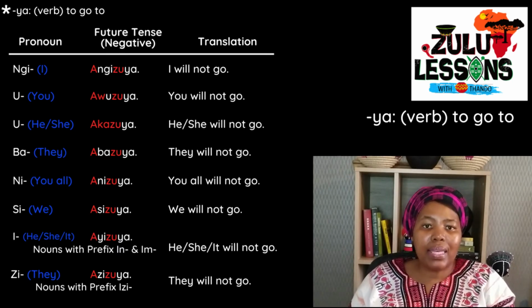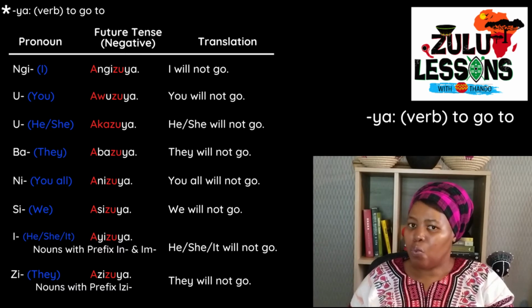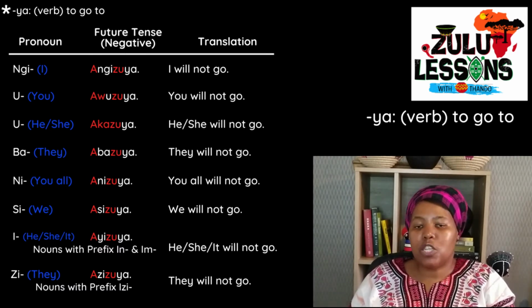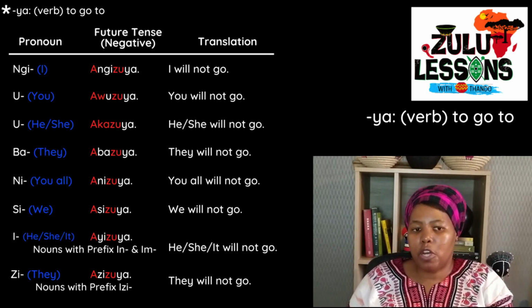Ayizuya, the king will not go. He or she or it will not go. Azizuya, they will not go. That is the negative in the future tense for the verb ya.